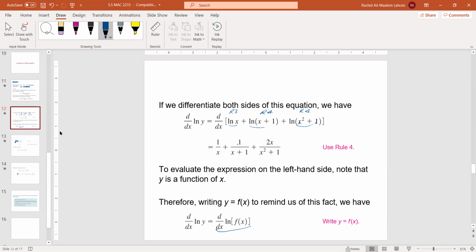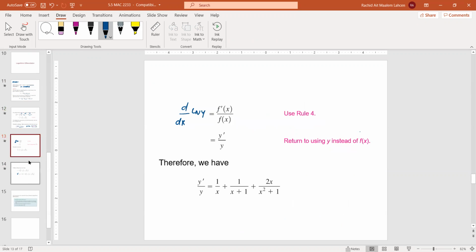And once you have each one by itself, then the derivative of ln y: of course, y is f of x, as stated here. Because of that, the derivative of ln of f of x, based on rule number 4, is f prime of x over f of x. So we can change that to y prime over y. So this left side becomes y prime over y, which is this.